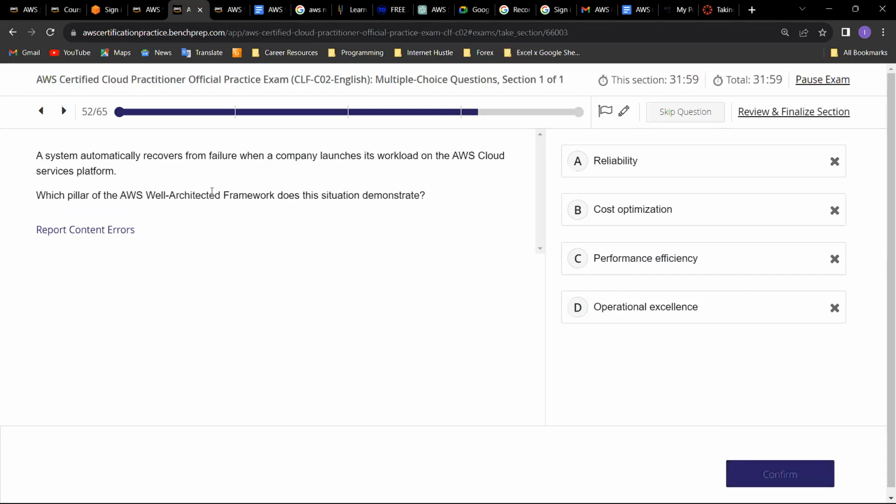A system automatically recovers from failure when a company launches its workload on the AWS Cloud services platform. Which pillar of the AWS Well-Architected Framework does this situation demonstrate?